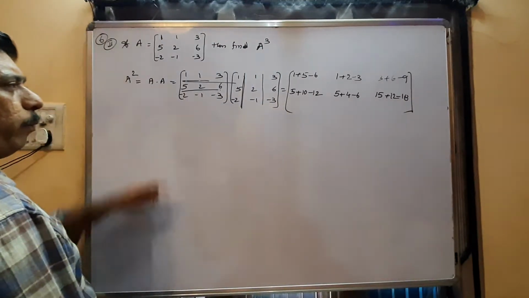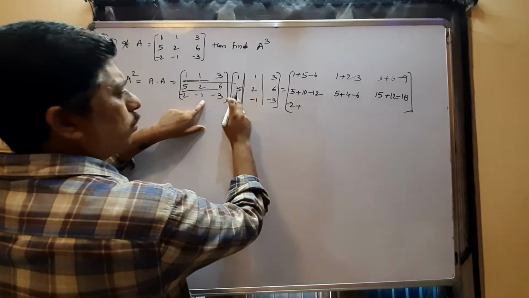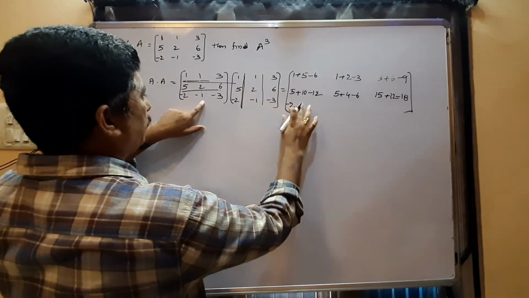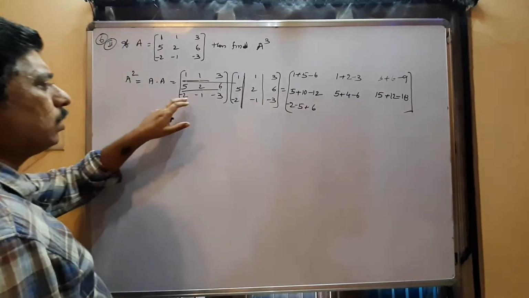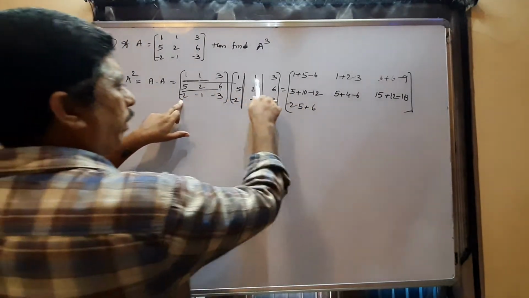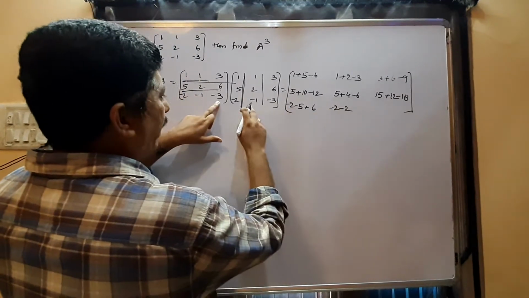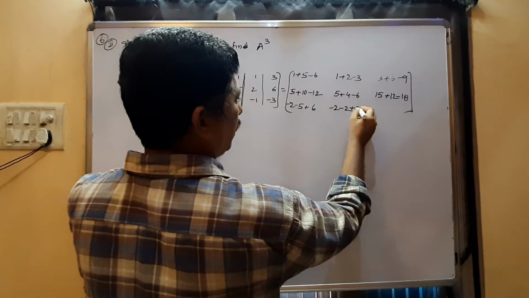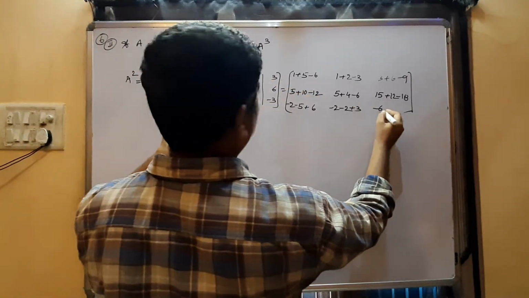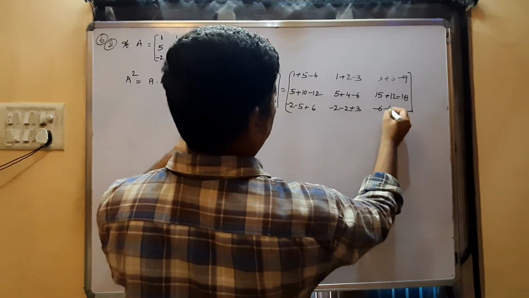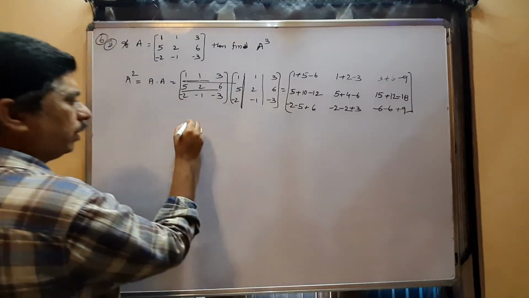Third row into first column: minus 2 into 1 is minus 2, minus 1 into 5 is minus 5, minus 3 into 2 is minus 6. Third row into second column: minus 2 into 1 is minus 2, minus 1 into 2 is minus 2, minus 3 into minus 1 is plus 3. Third row into third column: minus 2 into 3 is minus 6, minus 1 into 6 is minus 6, minus 3 into minus 3 is plus 9. So A square you got it.